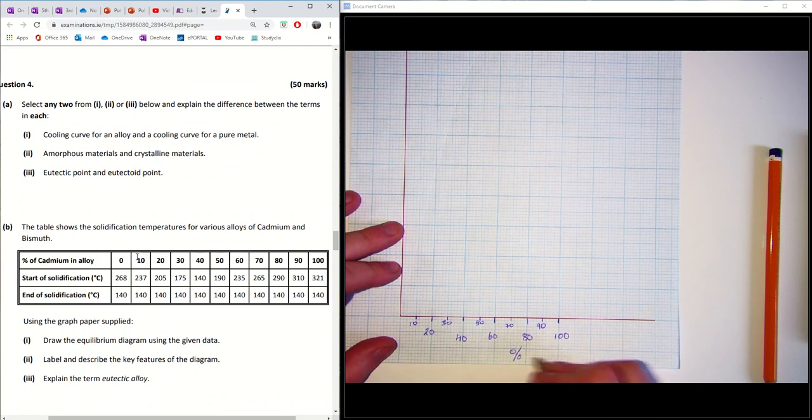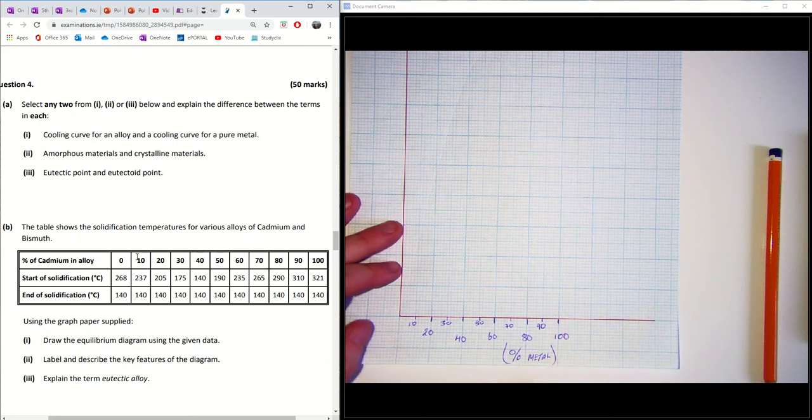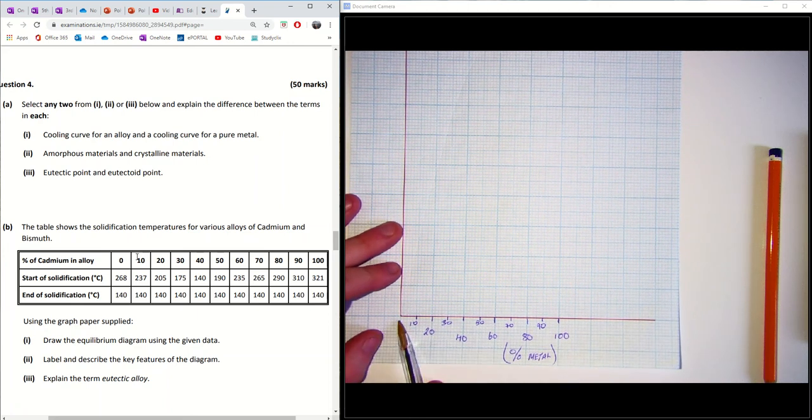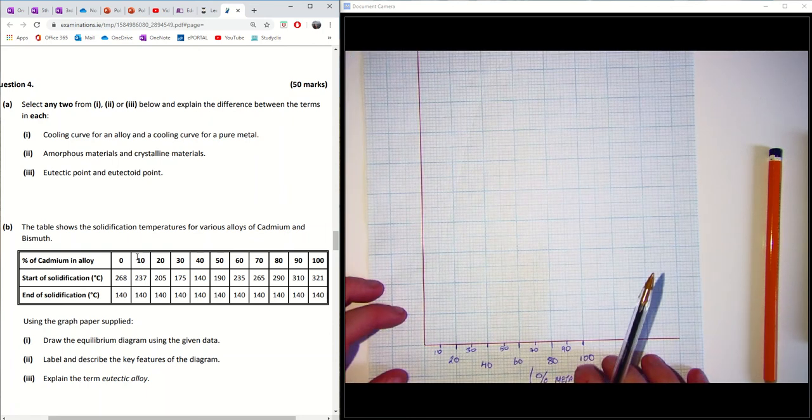Always label your axis as well. So this is percent cadmium in this case, and this is going along my x-axis. It's very important to make sure that the distances between each of my values is the same. So I've used 5 little boxes between them to get to 10, so each of these little boxes represents 2%. So that's the bottom part done.